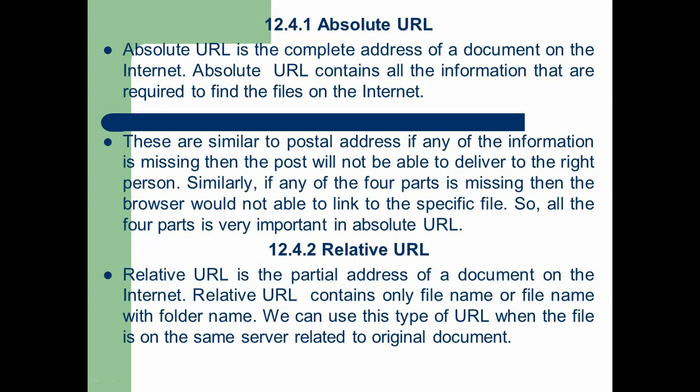Next, the absolute URL. What is an absolute URL? An absolute URL is the complete address of a document on the internet. It contains all the information required to find the file on the internet. This is similar to a postal address. On a postal address the full information must be written, and only then can the letter be delivered to that address. For example: name, door number, street name, area name, town or city name, district, and pin code. These are the basic required items for any postal address.